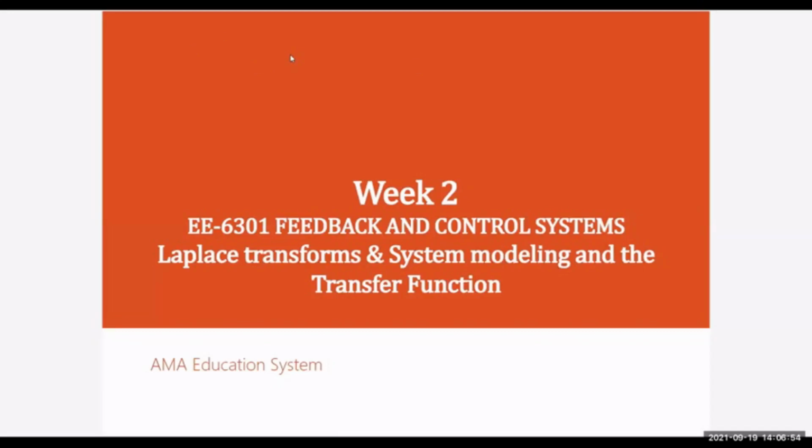For this week, we will have our week 2 discussion, wherein we're going to discuss, for EE6301 Feedback and Control System, the topic about Laplace transform, system modeling, and the transfer function. So without further ado, we'll discuss week 2.